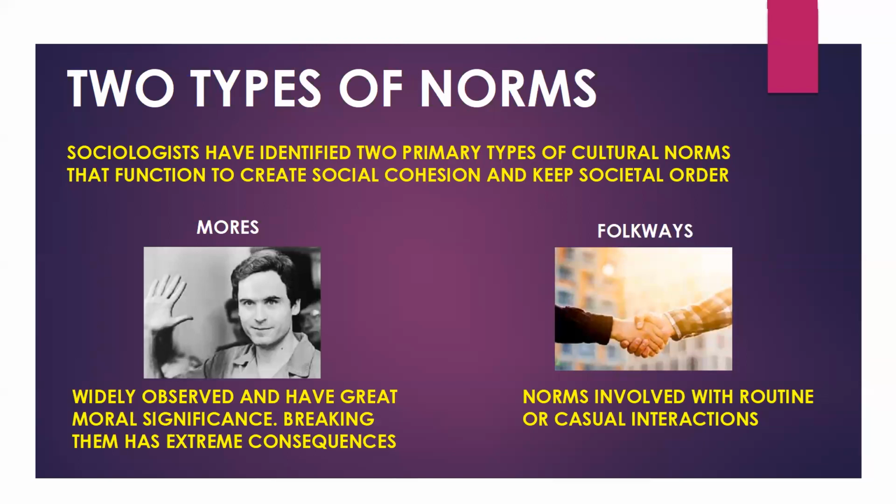Now, there's two types of norms. So the first is going to be mores. Mores are widely observed and have great moral significance, and breaking them has extreme consequences. So these are going to be the behaviors that break the law, right?